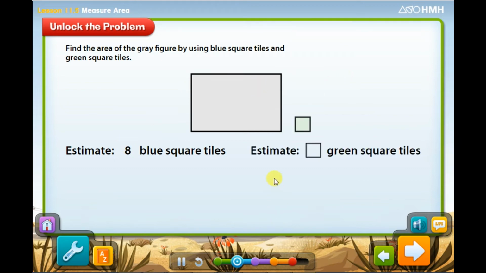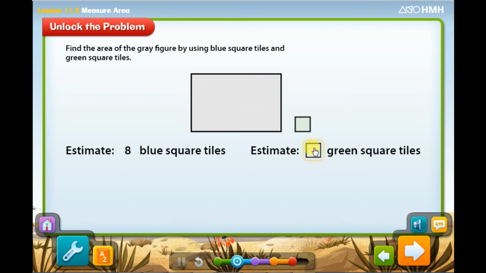Next, estimate the number of green square tiles it will take to cover the gray figure. If the blue squares can cover 8, will the green squares cover less or more? Will it be more than 8 or less than 8? I guess it will take more than 8.